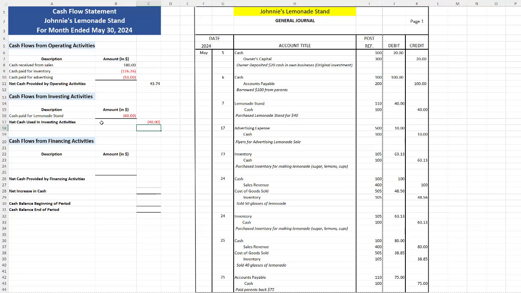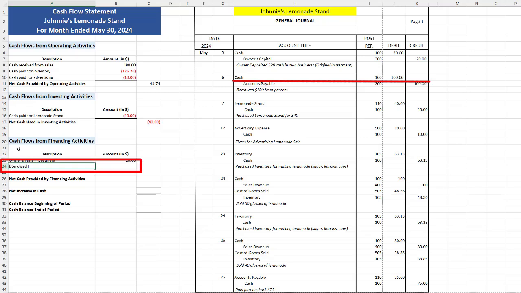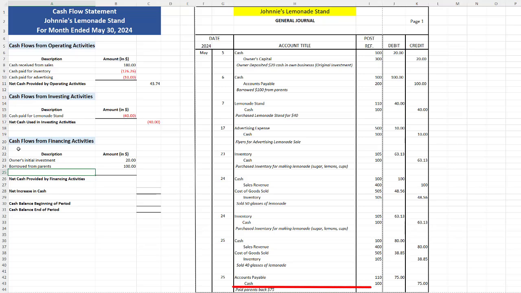Next, we need to find the cash flows that occurred from financing activities. On May 5th, Johnny put $20 of his own money into the business, so this was an addition to the business's cash. On May 6th, Johnny borrowed $100 from his parents, so this was an inflow of cash. On May 25th, Johnny paid back $75 of the $100 he borrowed from his parents. This is an outflow of cash, so it is placed within parentheses in red.